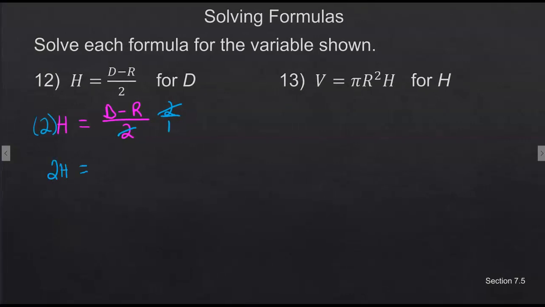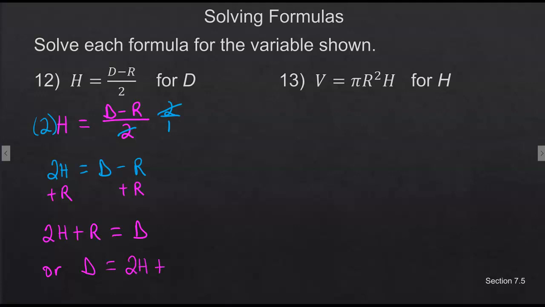We have 2h equals d minus r. We want the d by itself, so we add r to both sides, and then that gives me the formula 2h plus r equals d, or we can write it as d equals 2h plus r. And generally we like to see the equation written that way. I was trying to erase, it's not cooperating. All right. And that's our formula.